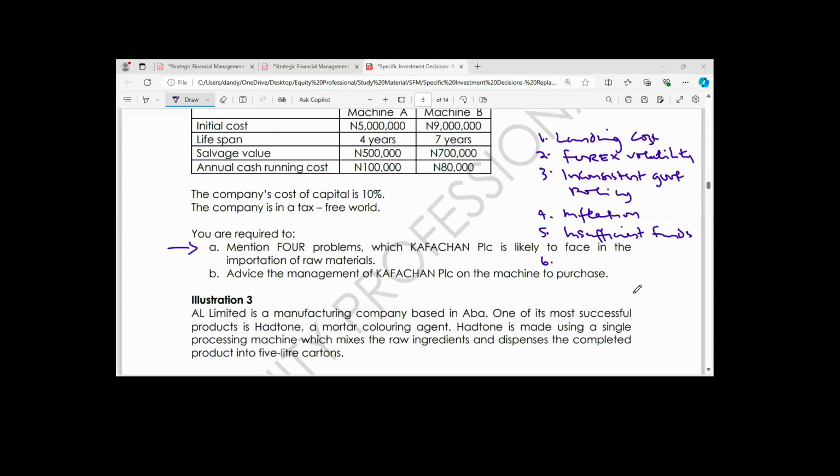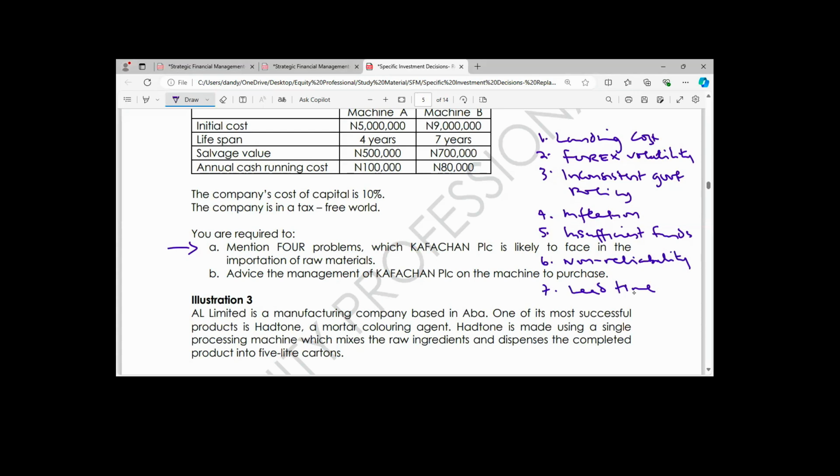So another one you can talk about is the non-reliability of the supplier. If the supplier is not reliable, it can delay your goods for more than expected. You can also talk about lead time. The lead time is the period between when the raw material is purchased and when the company finally receives the material.